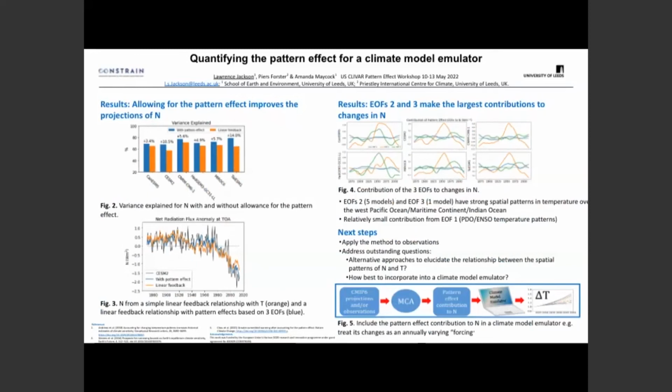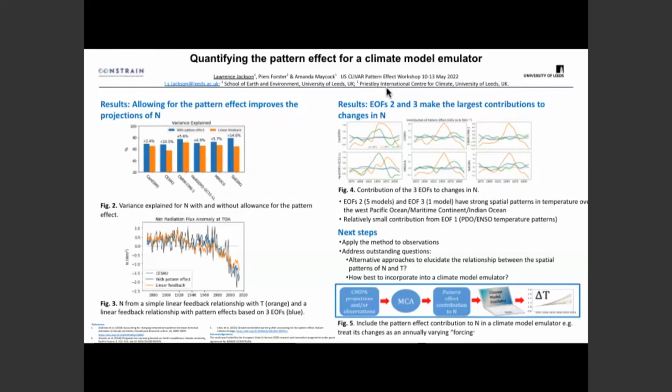The pattern effect makes its largest contribution to top of atmosphere radiation using the second and third EOFs from the previous slide. And the common feature for these EOFs is that they all have very strong spatial patterns over the tropical warm pool region where deep convection is prevalent. Now this work is very much a piece of work in progress.